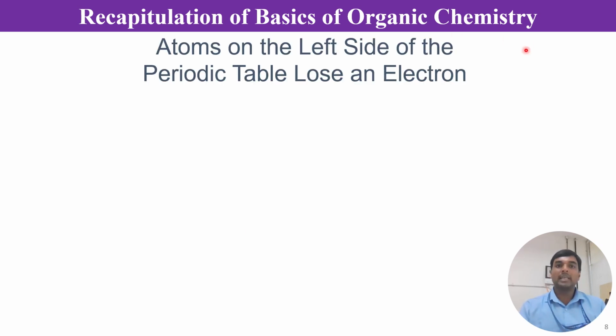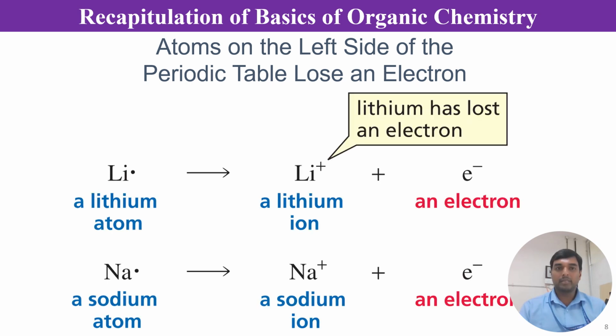Atoms on the left side of the periodic table will lose electrons. For example, lithium or sodium are basically electron givers. They will lose electrons and form cations. Sorry, for hydrogen, if it loses its electron, that can be called a proton.